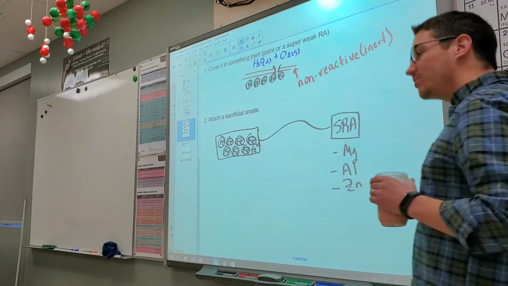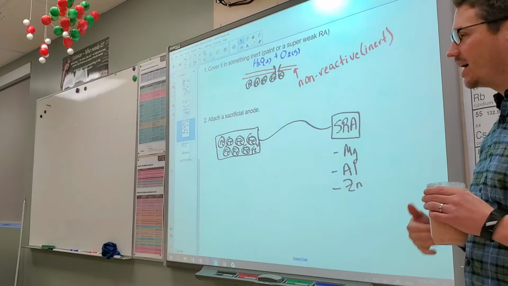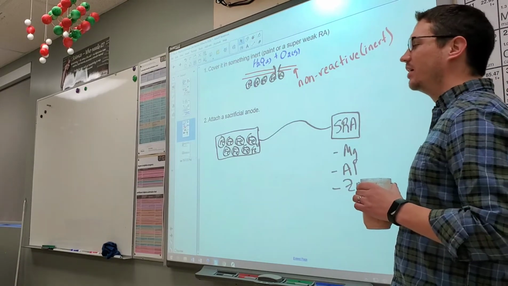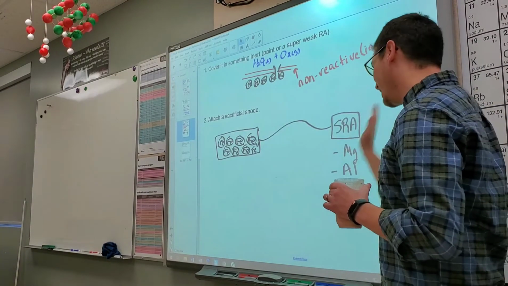Lithium's probably not a good thing because it'll immediately react with water. You don't actually want something more reactive than water. But anyways, any of these things.